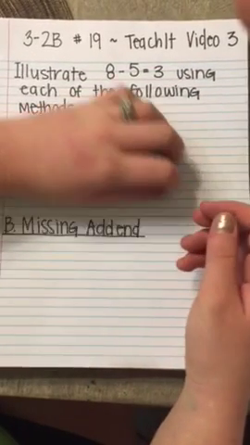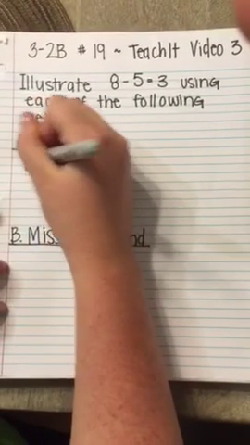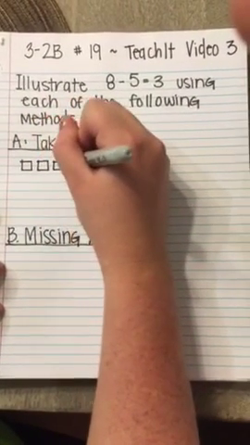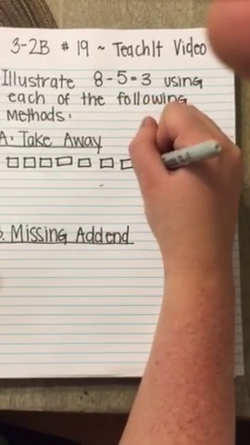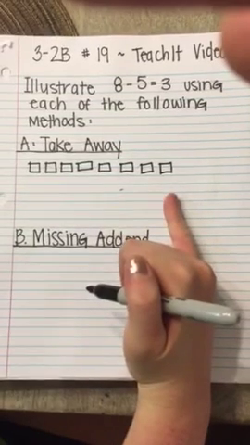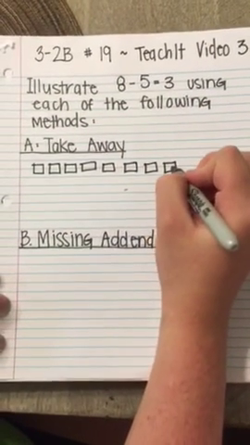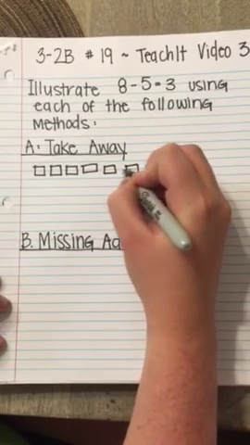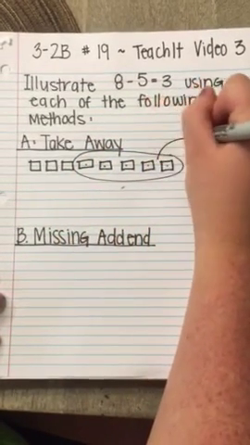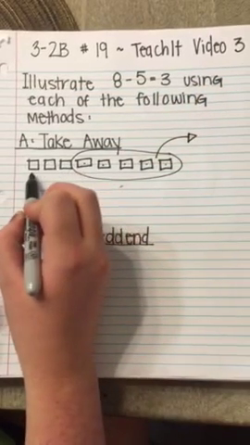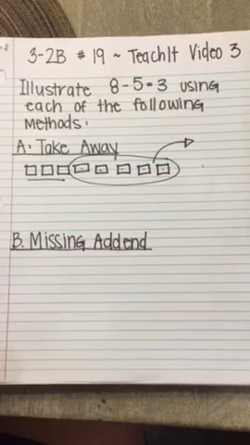Another way that you can do this problem is by boxes. So I've drawn out 8 boxes to start with. Again, if we're minusing 5, we're going to count out 5 of them. So 1, 2, 3, 4, 5. We would take these away, get them out of here, and we would be left with 3 boxes. So that is the takeaway method.